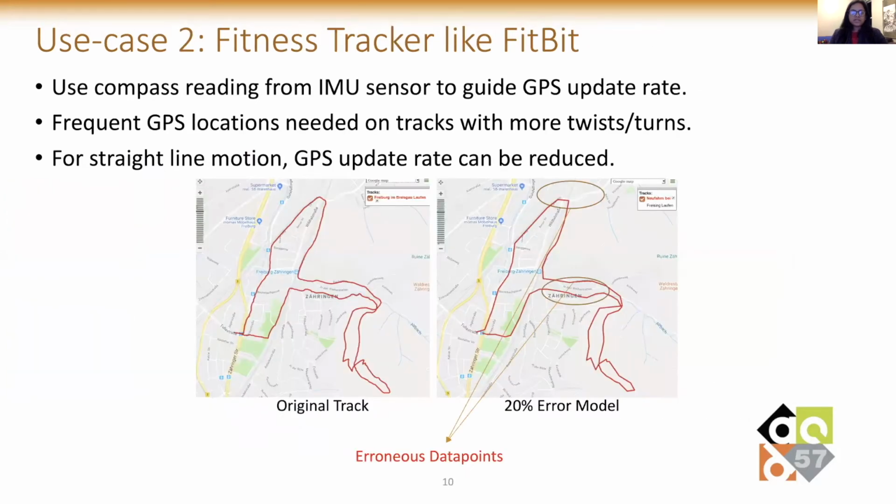My second use case is a fitness tracker like a Fitbit. Here, Seesaw finds that compass heading, which is an indication of the presence of twists and turns in the track, can guide the GPS update rate. For straight tracks, the GPS update rate can be reduced, whereas tracks with more turns need frequent GPS location updates.